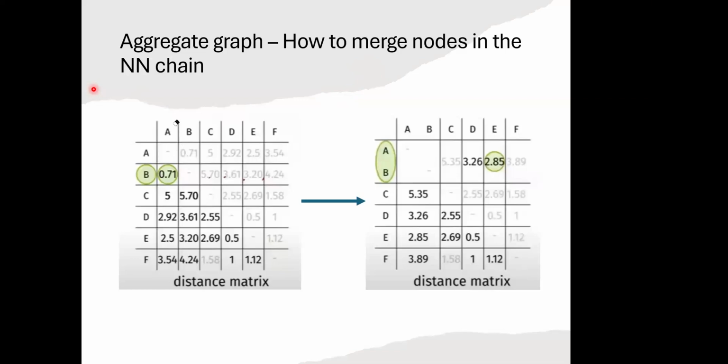What can we do about nearest neighbor? We got A and B, which are closest to each other, and we want to merge them. So then we update the matrix such that A and B will be together. And as you can see in this example, we chose the median of the distances to be the new distance. So the distance between node AB and node C is 5.35, which is the median between 5 and 5.7. That's how we merge it.